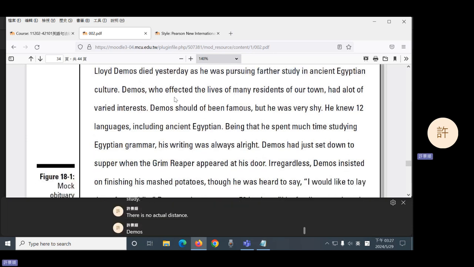"Demos, who affected," this is A, not E, A-F-F-E-C-T-E-D, affected. "The lives of many residents of our town had," a lot is two words. "A lot of varied interests. Demos should have been famous, but he was very shy. He knew 12 languages, including ancient Egyptian."